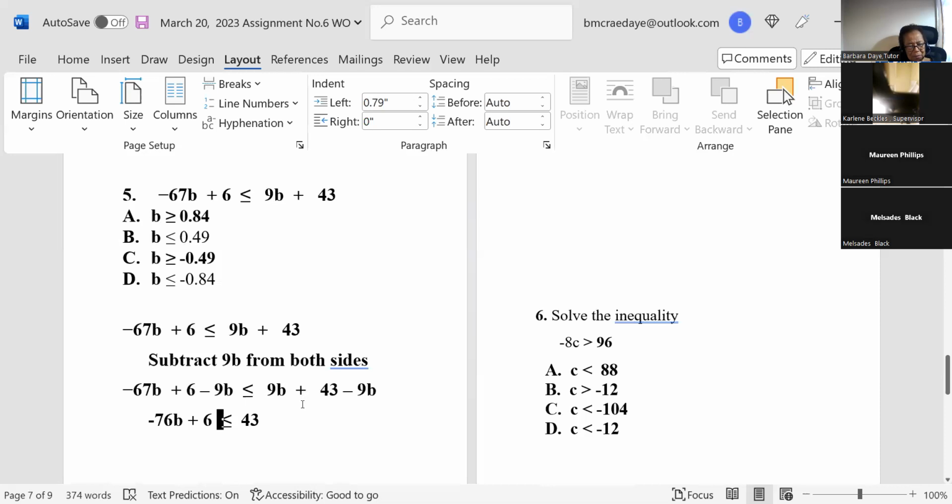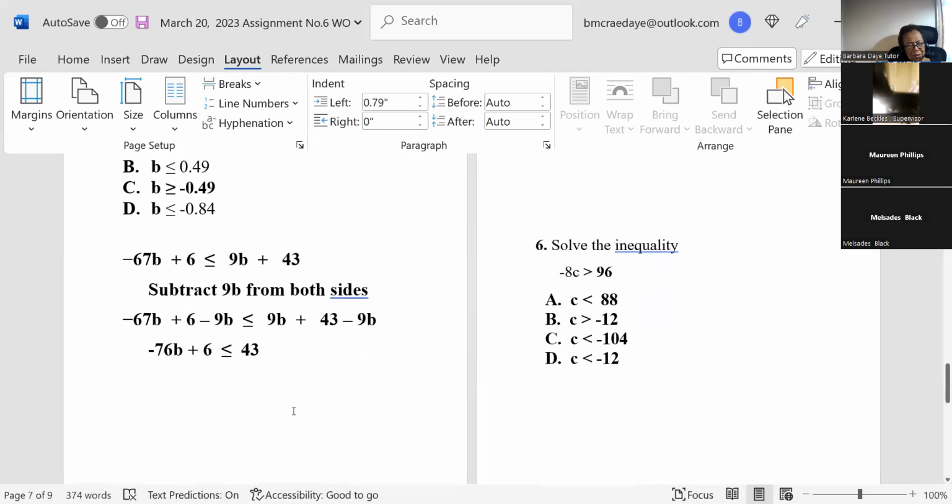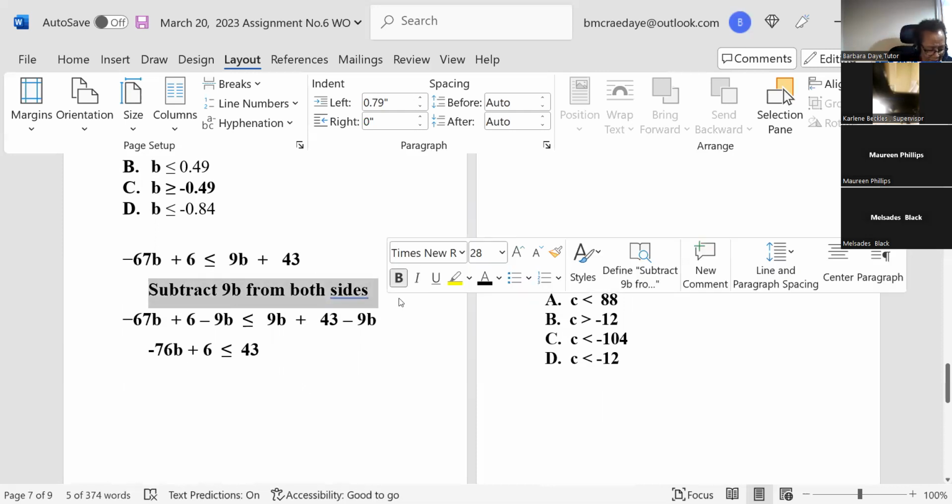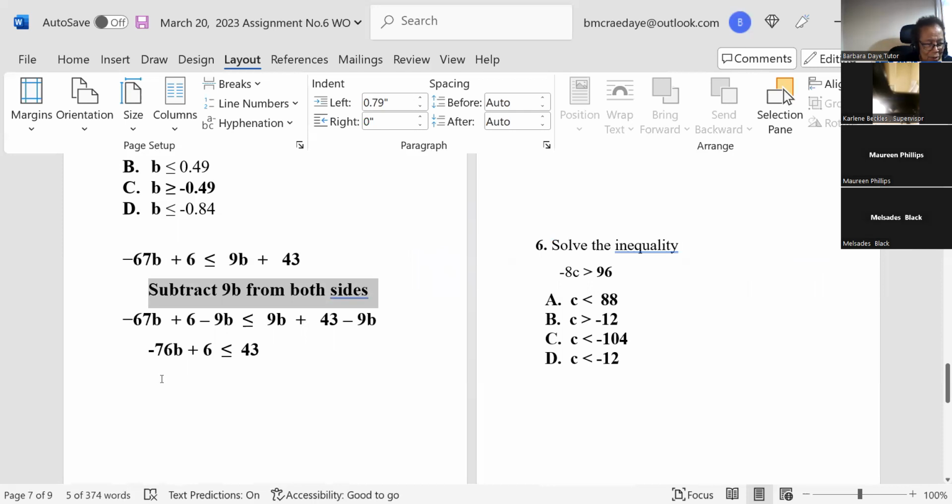Okay, so we are at minus 76B plus 6 less than or equal to 43. Now we need to get our 6 with the 43. So what do you do, Mercedes? So we have to get the 6 where the 43 is. Yes, you want to get these constants together and it's being added. So what operation do you do? We are going to subtract 6 from both sides. That's right. You got it. See, that wasn't so hard, right? Subtract 6 from both sides.